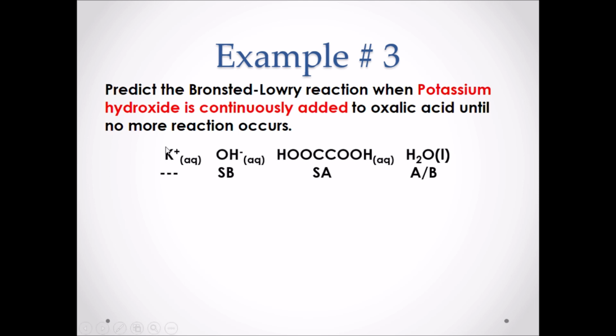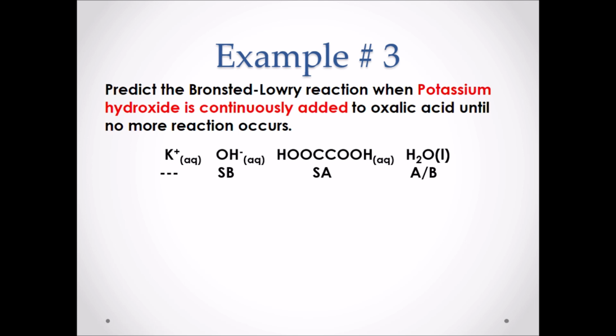Step number 1, we have to list all of the species present that can react. To do so, we have potassium hydroxide, which is an ionic compound, so we break it apart into its ions, K+ and OH-. Oxalic acid is a weak acid, so we keep it the same, HOOCCOOH. And remember, H2O is always available in the solution. We have to list all of the species as either an acid or a base, and finally pick our strongest acid, which is oxalic acid, and our strongest base, which is OH-.